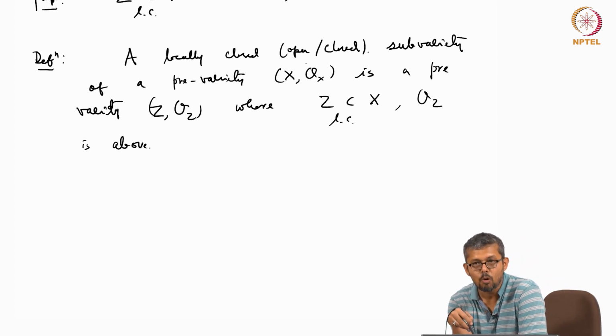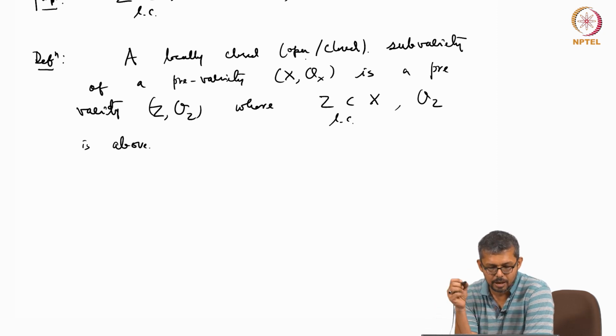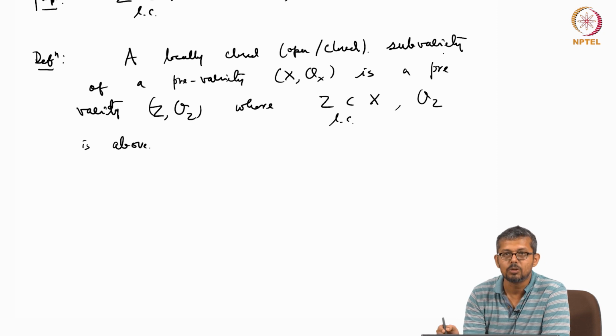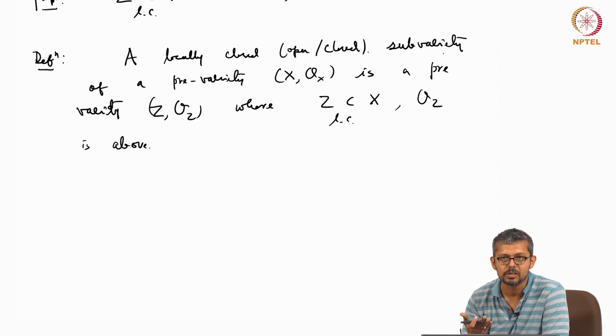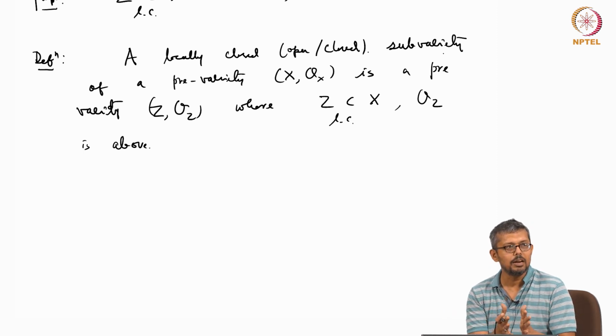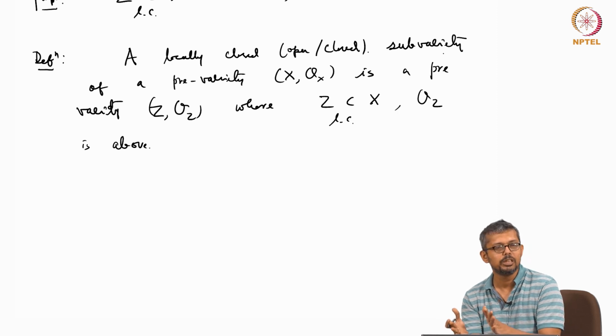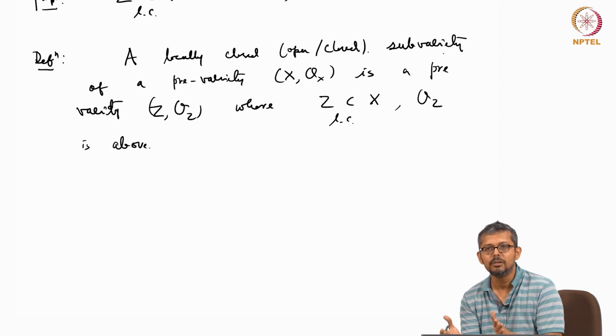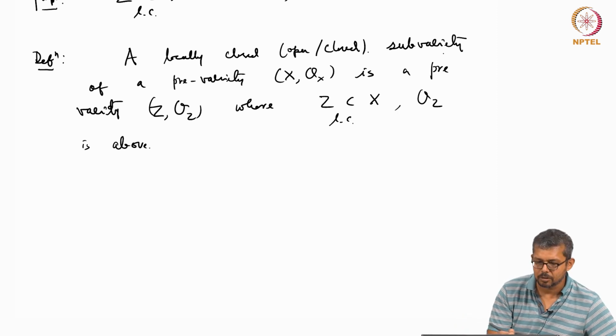Now, if Z is open, then you call it an open subvariety. If Z is closed, then it is called a closed subvariety. So for a pre-variety, it is basically an open subset in X, and the sheaf structure is induced from the pre-variety. Similarly for the closed subset, and similarly for locally closed. You take a locally closed subset and it induces a sheaf, and that is basically a locally closed subvariety.